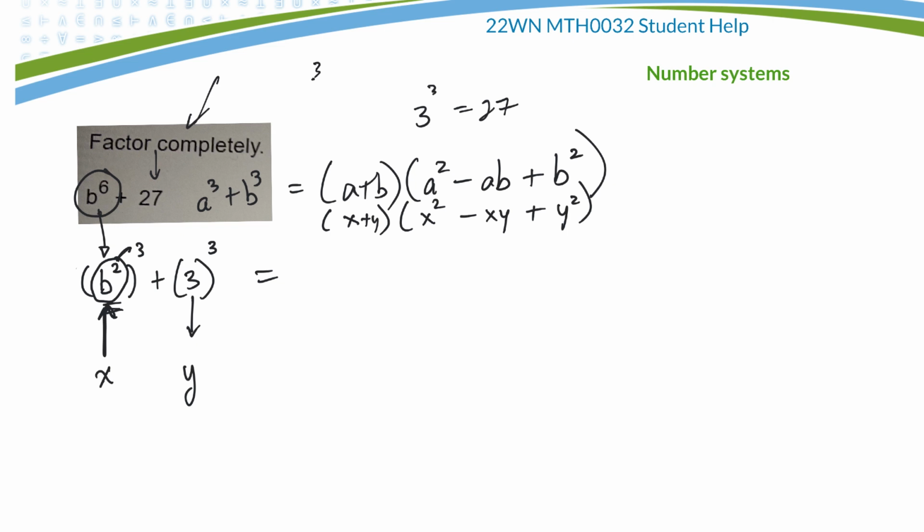So wherever there's an x, I replace it with b squared. Here's an x right there. It's going to be a b squared. Plus y is 3. Good?